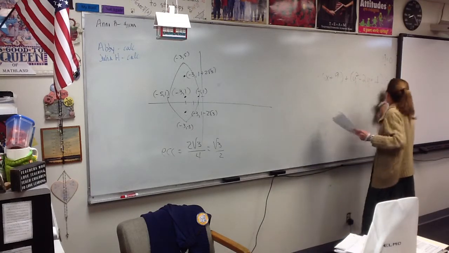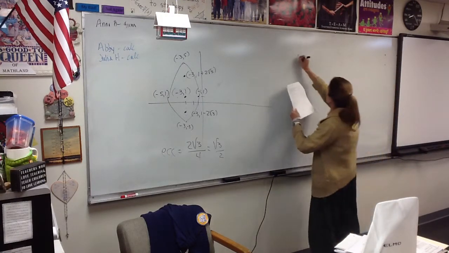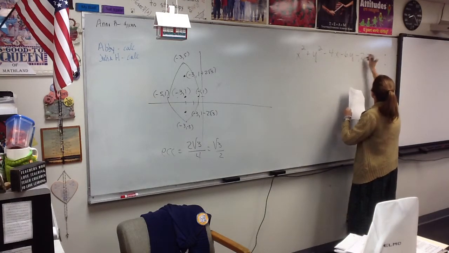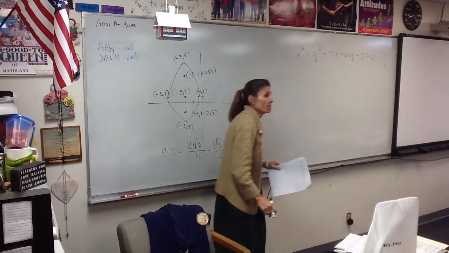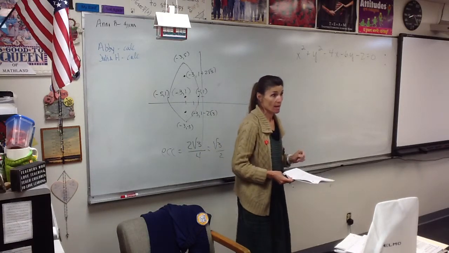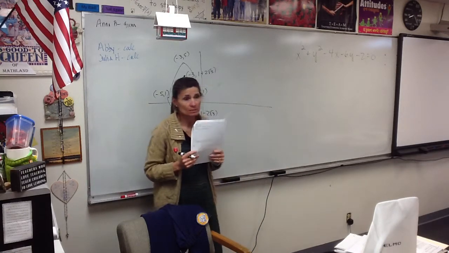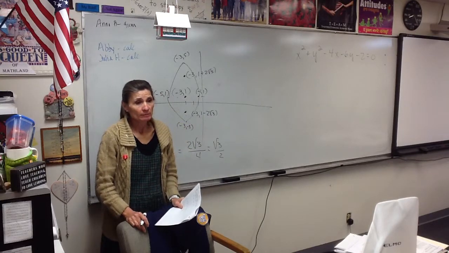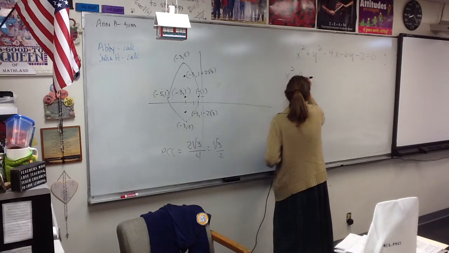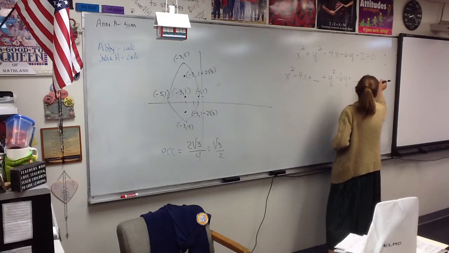All right, let's look at the next one. What do we got here? Well, it's not exactly the same thing. I'm going to do it the same way, but it's not exactly the same thing. This is a circle. x squared minus 4x, y squared minus 6y. Move the 2 over.